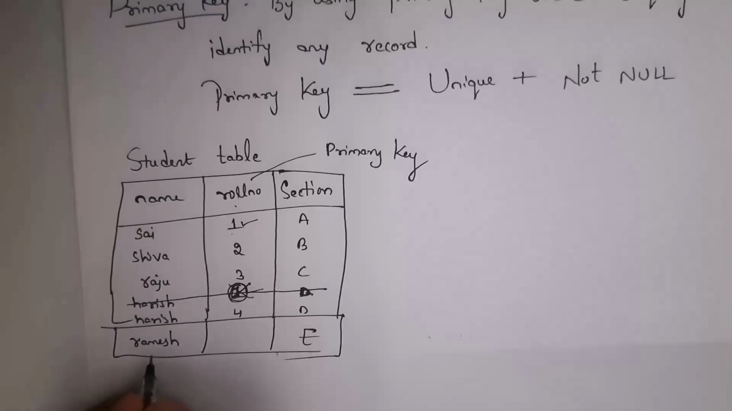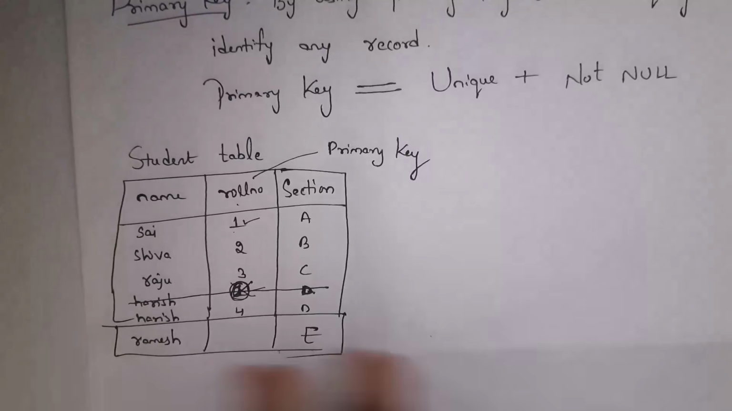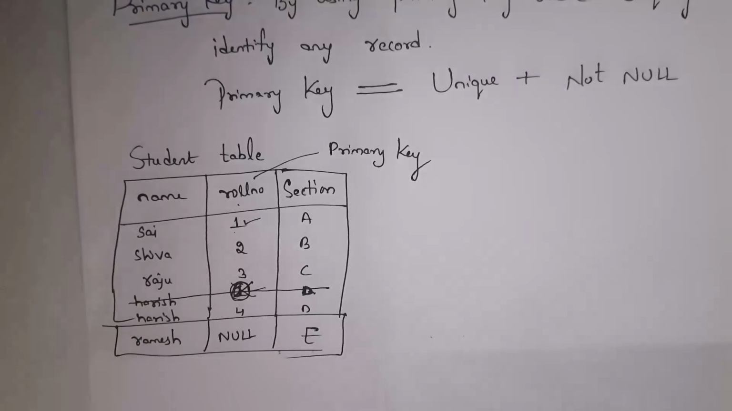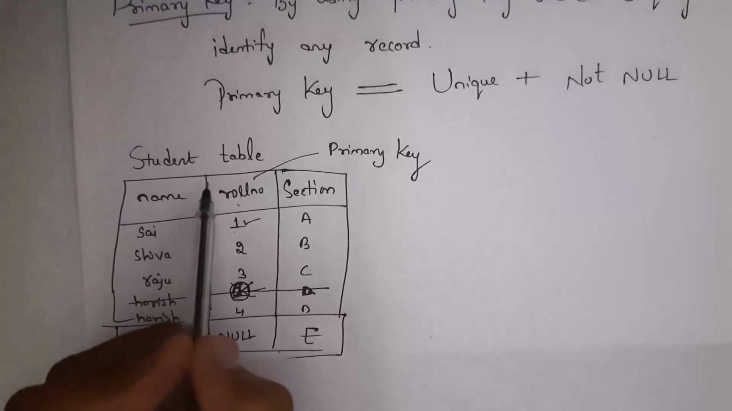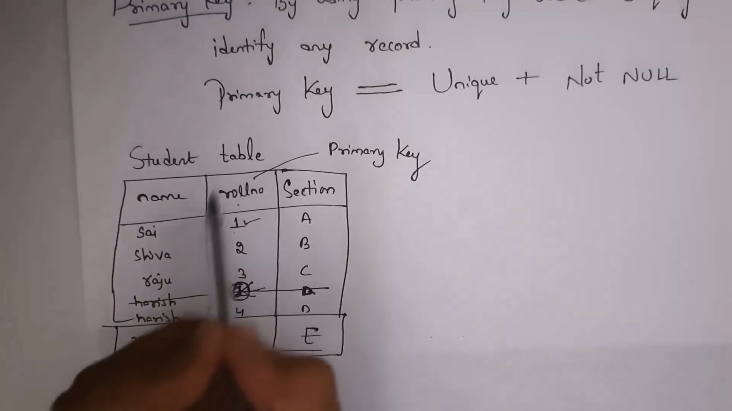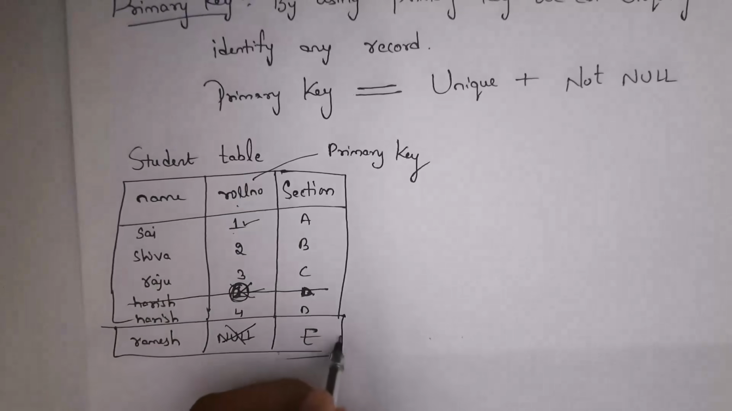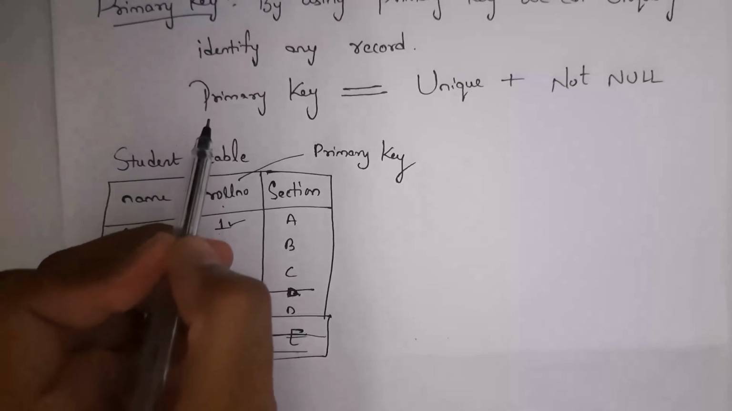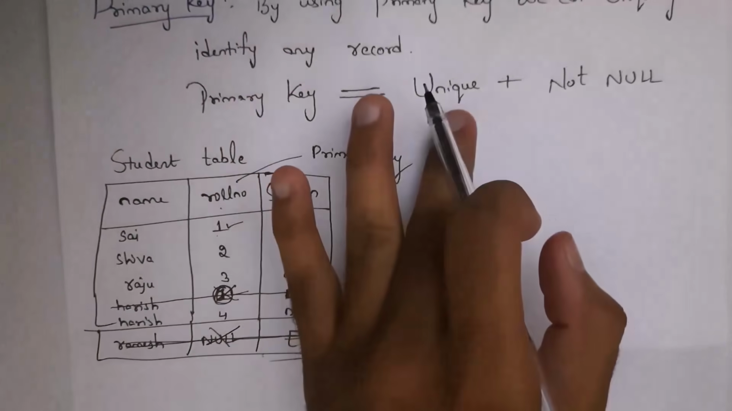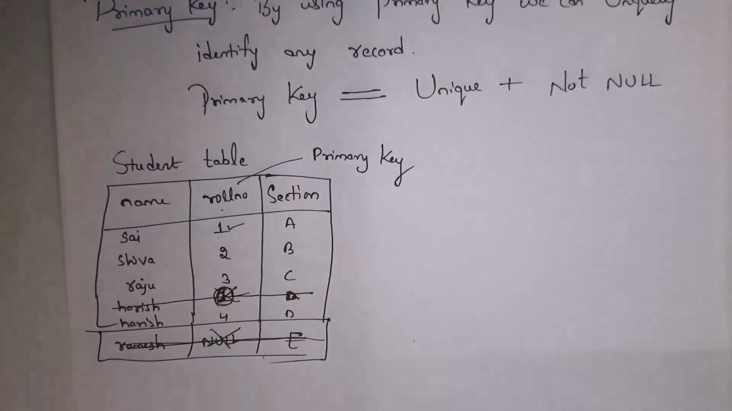For example, there is another student Ramesh and section E. I don't want to give a roll number for Ramesh. So I will write here null. Null is nothing but empty. But whenever you give primary key for any particular column, then null values are not accepted. Here the roll number column is primary key. So null values are not accepted. So it will not insert this record. So whenever you give primary key for any particular column, then that column must contain unique values and null values are not accepted. This is all about primary key.